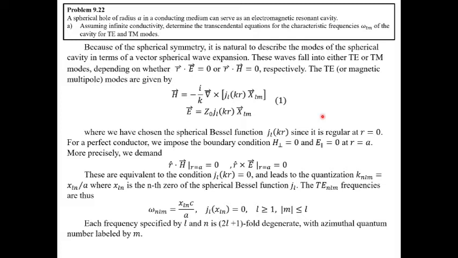Okay, today we are going to problem 22 and 23. A spherical hole of radius a in a conducting medium can serve as an electromagnetic resonance cavity. Assuming infinite conductivity, determine the transcendental equations for the characteristic frequencies omega_lm of the cavity for TE and TM modes.